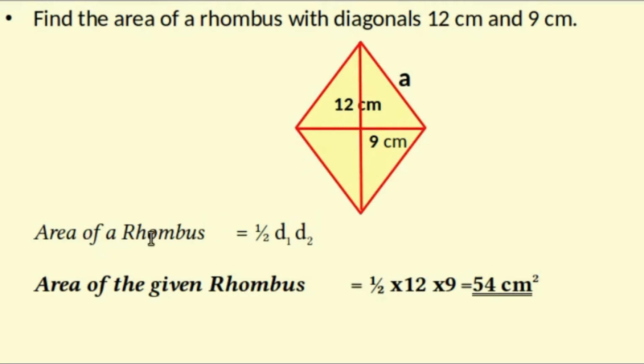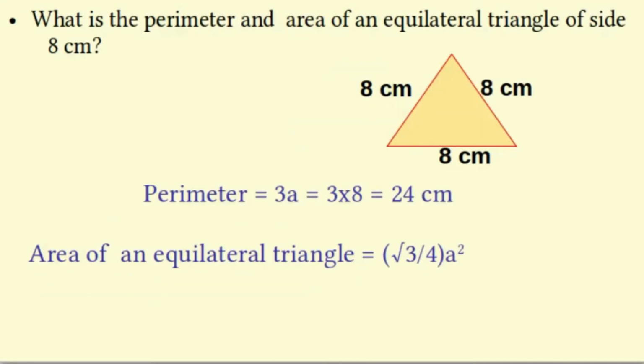We know area of the rhombus equal to half d1 d2. Here area of the given rhombus equal to half into 12 into 9, that is equal to 54 centimeter square. A question from triangles. What is the perimeter and area of an equilateral triangle of side 8 centimeter? We know that perimeter of an equilateral triangle is equal to 3a. Here the value of a is 8, then perimeter equal to 3 into 8, that is equal to 24 centimeter.